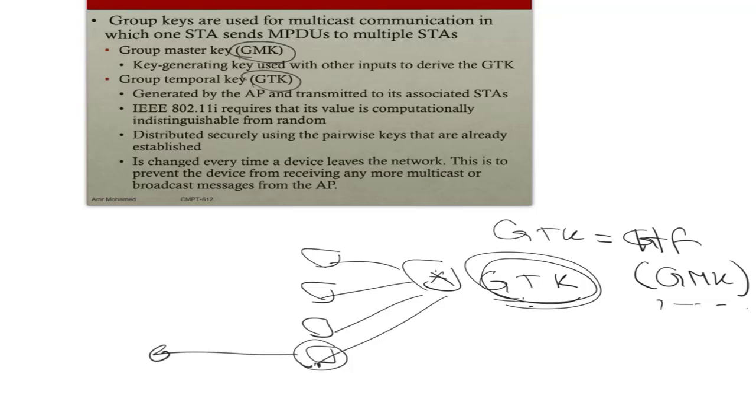Alright, so this is the difference between the group master key and the group transient key. Here it is changed every time a device leaves the network. So that's the most important thing. So it's temporary, but here not only based on time, based on event as well. If a node goes out, or a node comes in, it has to be renewed.